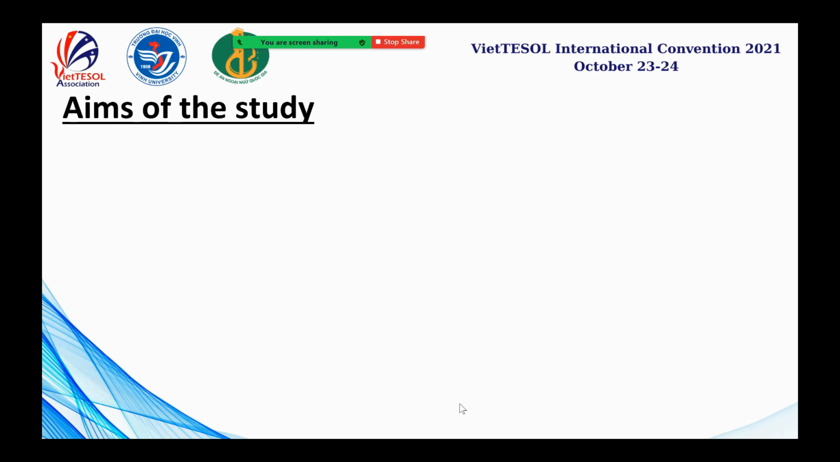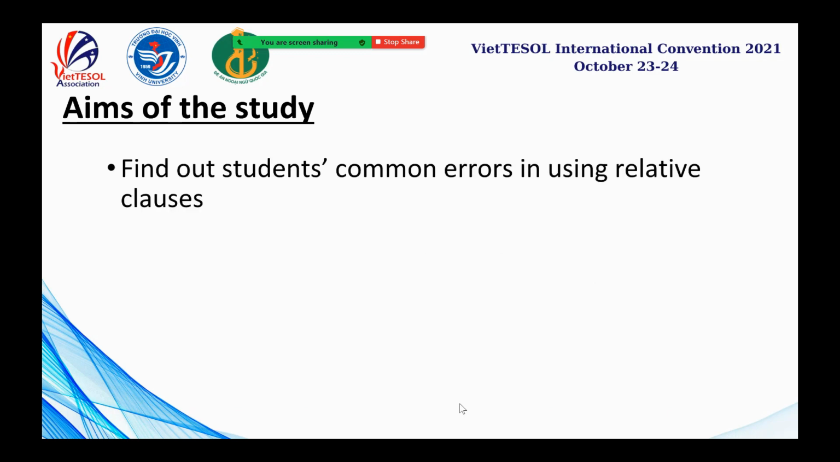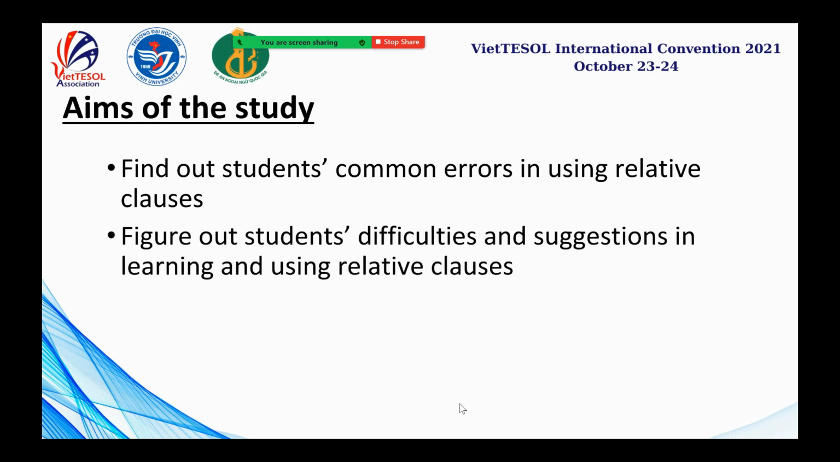The researchers conducted this study with a view to finding out common errors made by non-English major students in using relative clauses. Secondly, they also want to figure out their difficulties and situation in learning and using relative clauses.